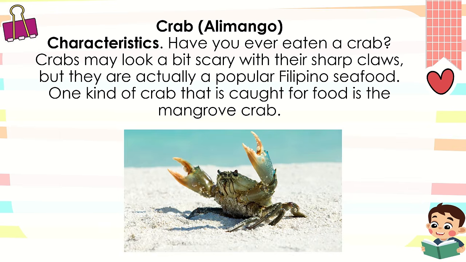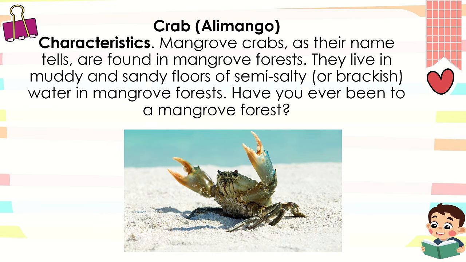Next is crab or alimango. Characteristics: have you ever eaten a crab? Crabs may look a bit scary with their sharp claws, but they are actually a popular Filipino seafood. One kind of crab that is caught for food is the mangrove crab. Mangrove crabs, as their name tells, are found in mangrove forests. They live in muddy and sandy floors of semi-salty or brackish water in mangrove forests.